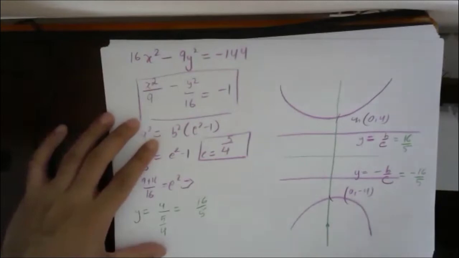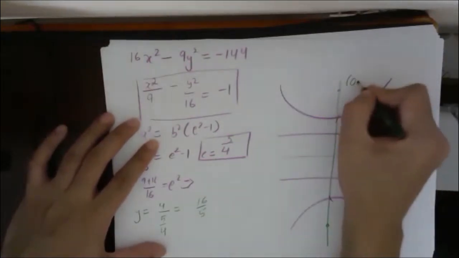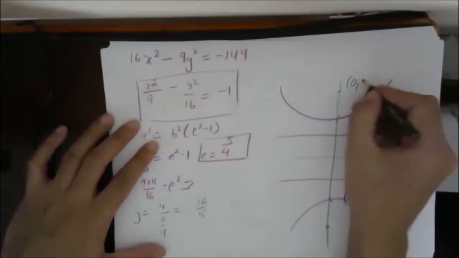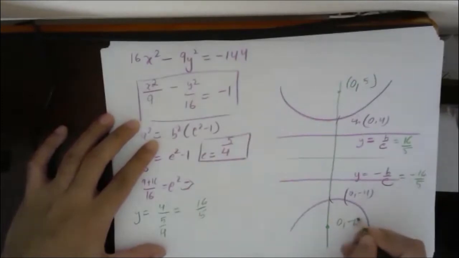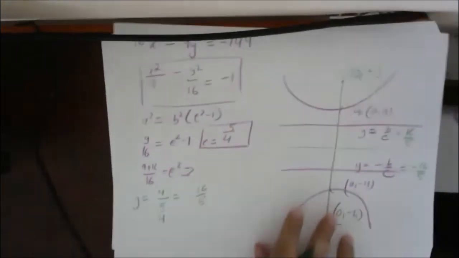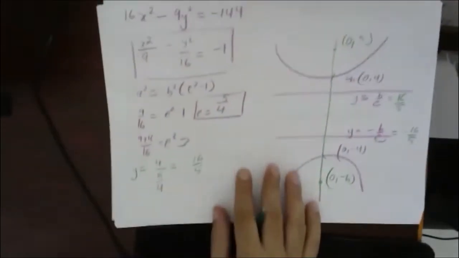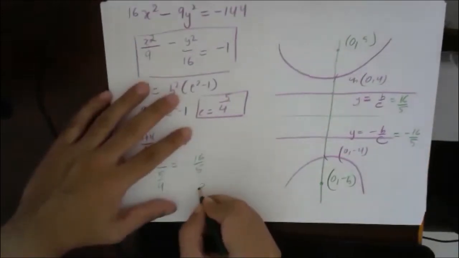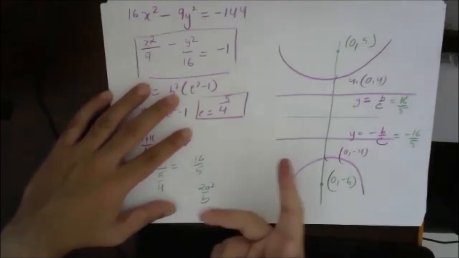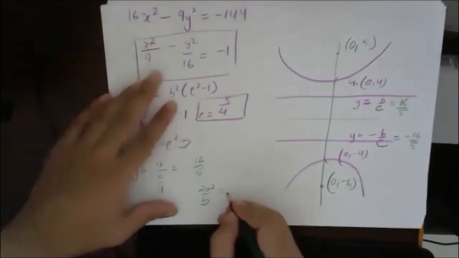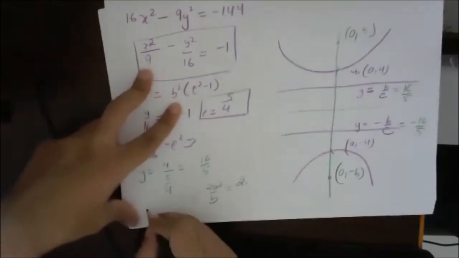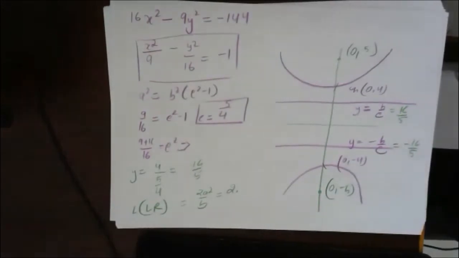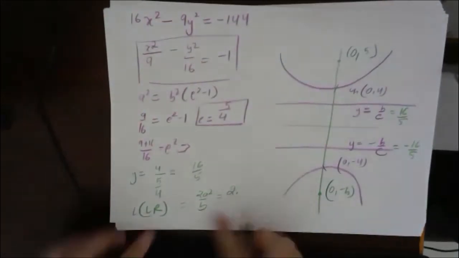Next, the foci will be 0 comma be. So b is 4, e is 5 by 4. So 0 comma 5 and 0 comma minus 5. Same thing, everything will be the same. Now just instead of x, it changes to y. The length of the latus rectum will be 2a square by b. It will just be opposite. Previously it was 2b square by a. Now it will be 2a square by b.